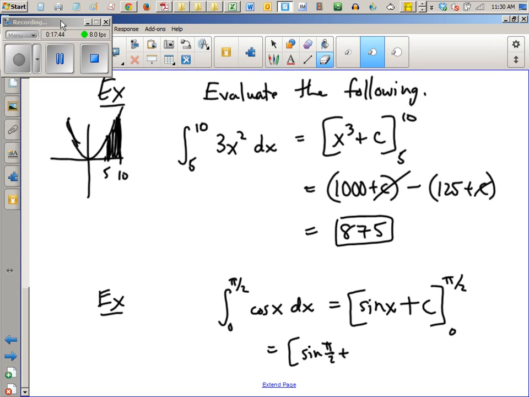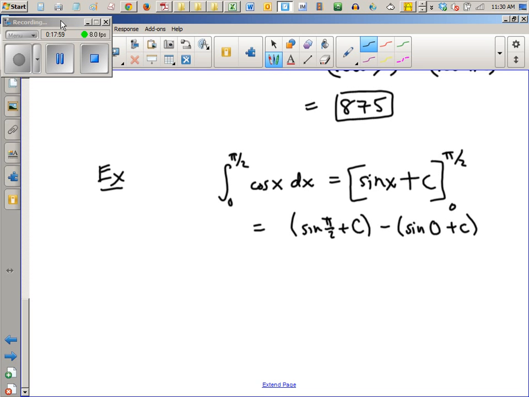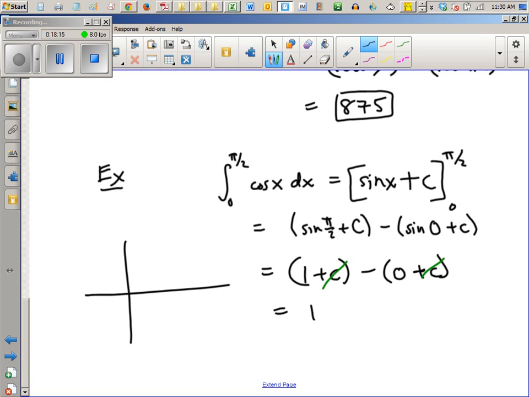So you don't need brackets anymore. They just kind of turn into parentheses. Let me just finish this example real quick. So I've got sine of pi over 2 plus c minus sine of 0 plus c. What is sine of pi over 2? 1. What's sine of 0? The c's always cancel. If you want to stop writing the c's altogether, you can for a definite integral. So the area right in here is 1. That red area has value 1 is what we're saying. Pretty cool.